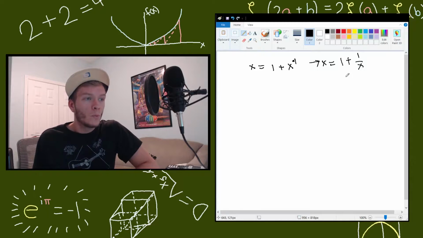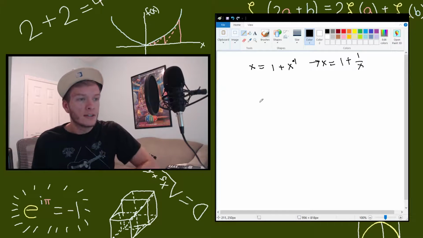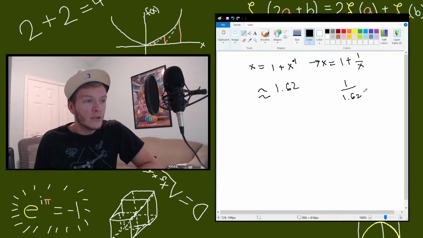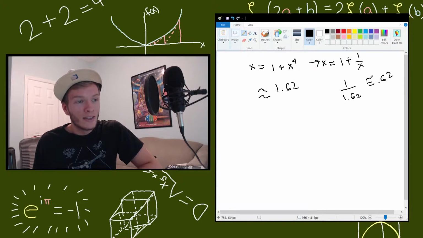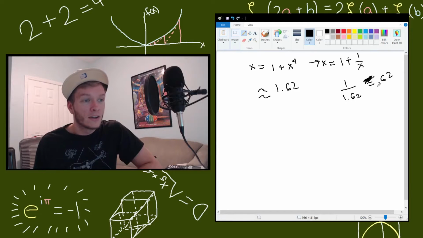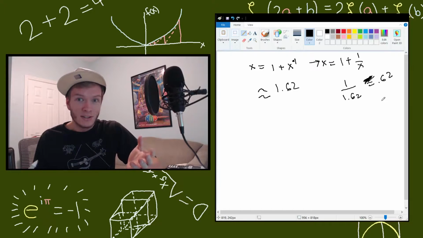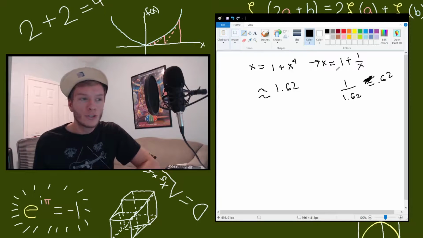What this means is that if you take the golden ratio, which you'll remember is about 1.62, and then you do 1 over that, 1 over 1.62 is about 0.62. If you are using the actual golden ratio, then it is exactly that. So that's just something I found to be cool. It's the only number that does this because that's the solution to this equation here.